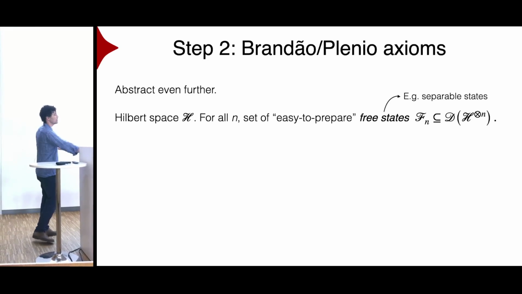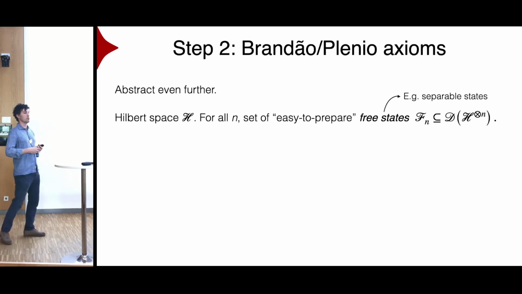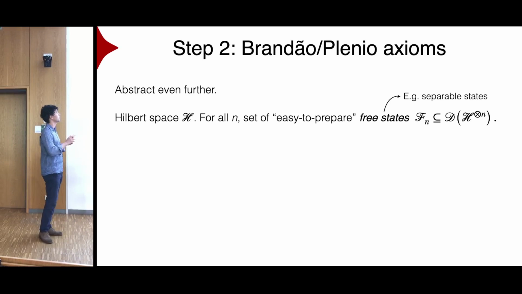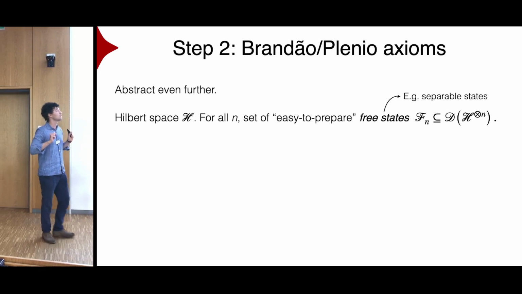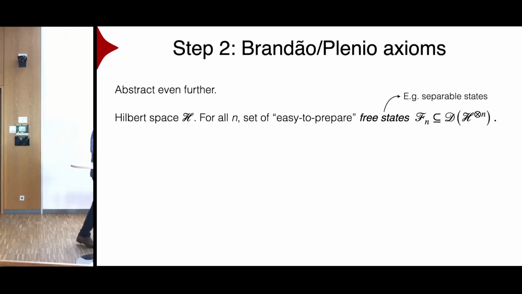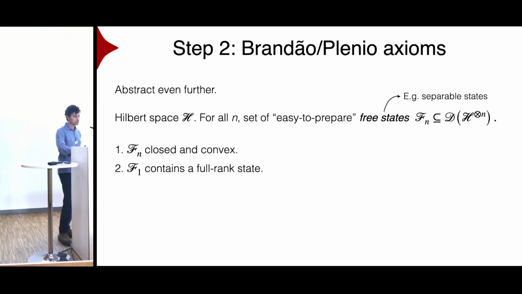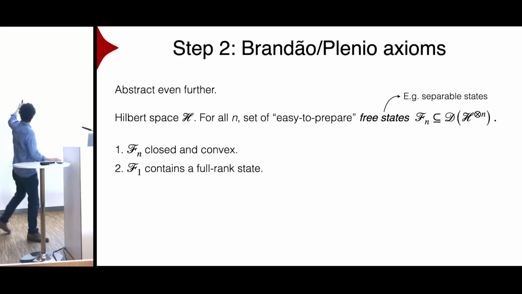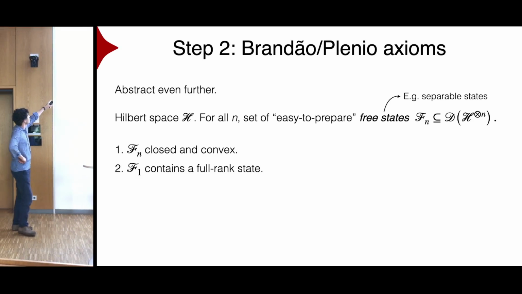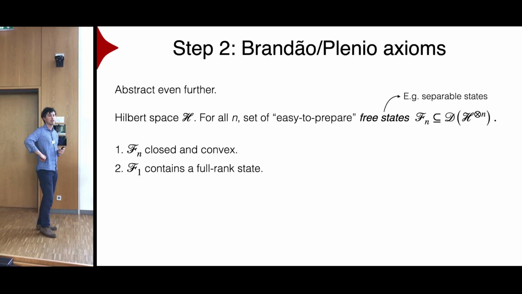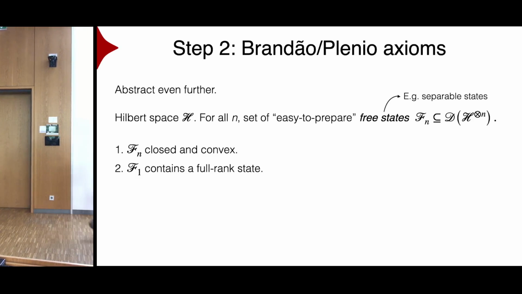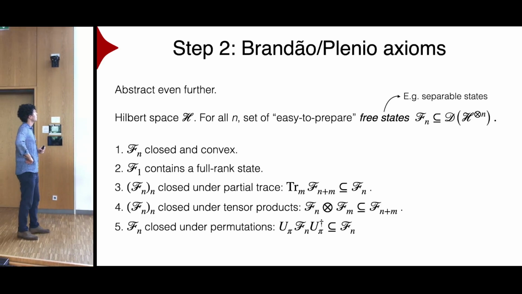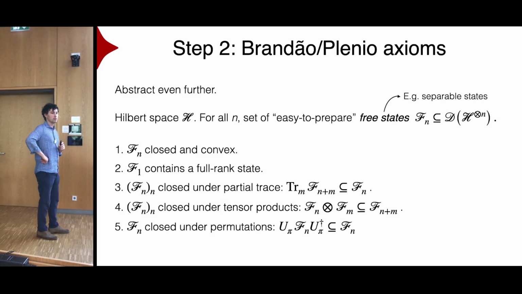Okay, so let's say we move into the framework of quantum resource theories. You have a base Hilbert space H, and then for every n, you have a set of so-called easy-to-prepare states, which we call free states, which is just a set of density operators on n copies of the system. And we're going to assume a few things. For example, every set is closed and convex, and the first level of the hierarchy contains a full rank state. This is very important. And then there is another bunch of assumptions: the set is closed under partial trace, closed under tensor products, and permutations, okay?